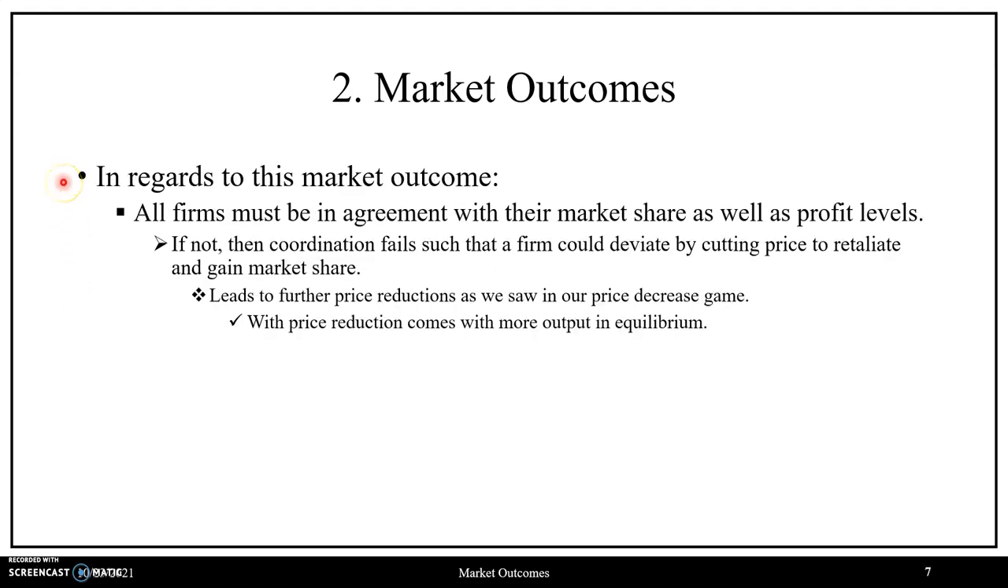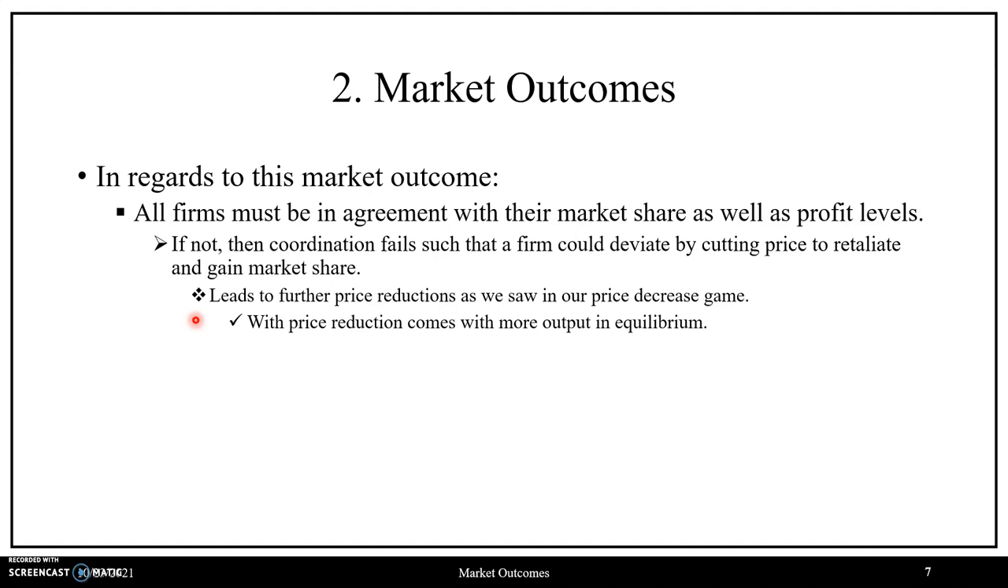So in regards to this market outcome then, all firms must be in agreement with their market share as well as profit levels. If not, the coordination fails such that a firm could deviate by cutting price to retaliate in order to gain market share, where we saw that this leads to further price reductions as we saw with our price decrease game, in that if one firm decides to decrease their prices, the other firms will follow suit and decrease their prices as well, as that was the solution to our game, where price reductions lead to a market outcome with reduced prices and an increased level of output in equilibrium.